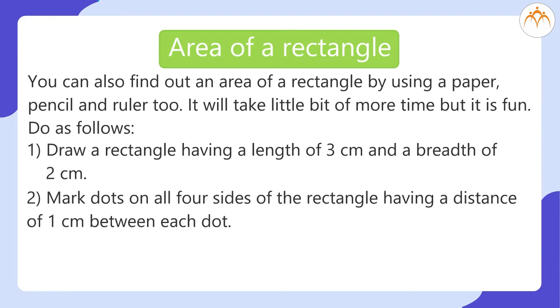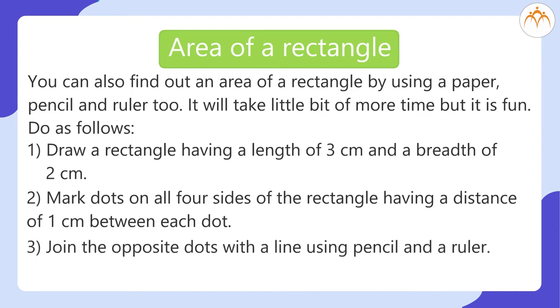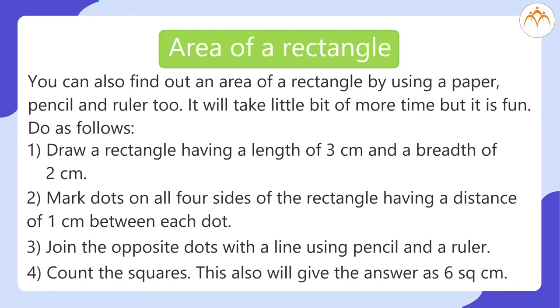Then, mark dots on all four sides of the rectangle having a distance of 1 centimeter between each dot. Then join the opposite dots with a line using pencil and a ruler. And then count the squares. This also will give the answer as 6 square centimeters.